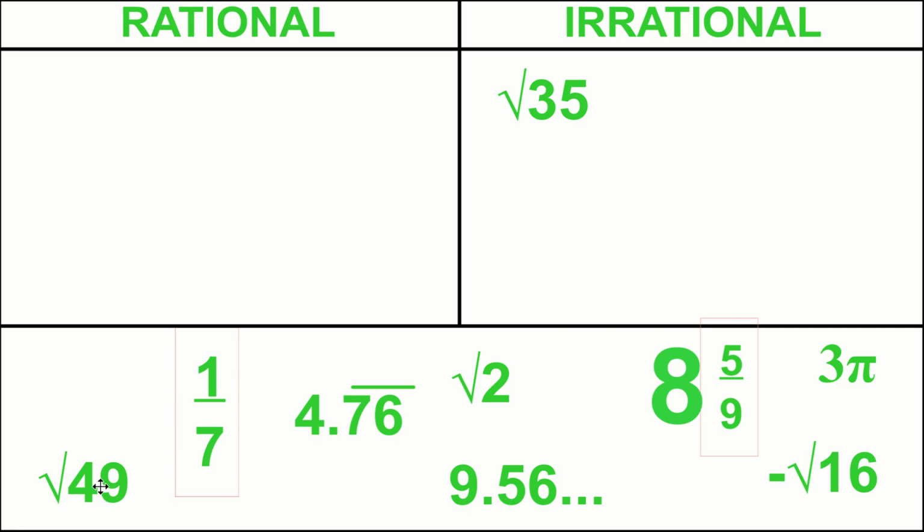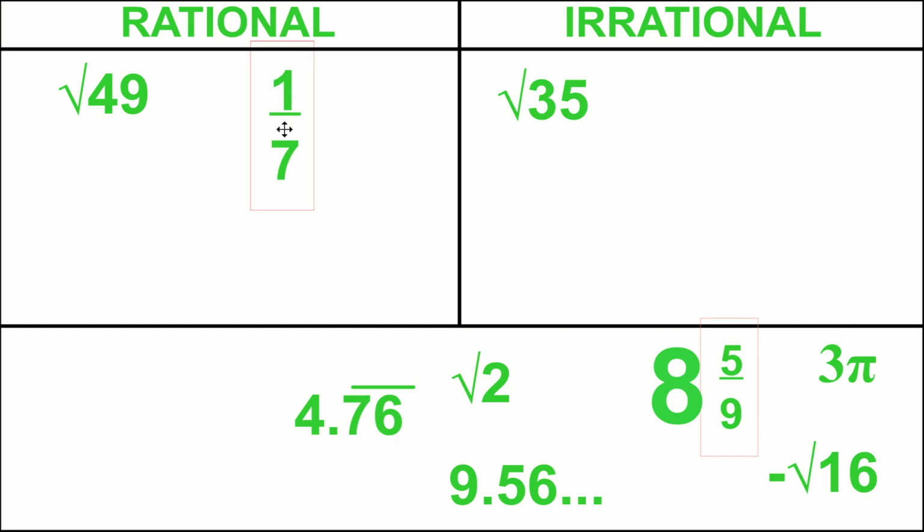All right, square root of 49. Rational. We know that one's rational because that's the square root. What's the square root of 49? 7. All right, 1/7. JC. Rational. Our rational numbers are numbers that can be written as a fraction. So, obviously, a fraction is a rational number.